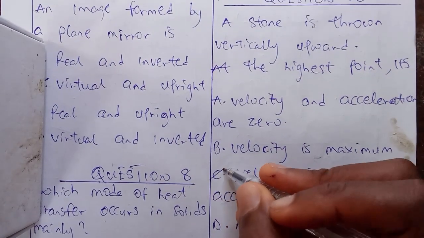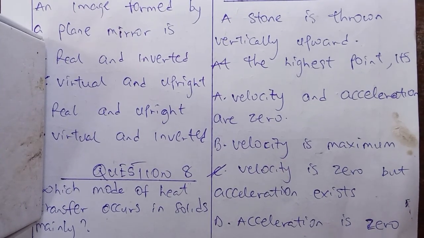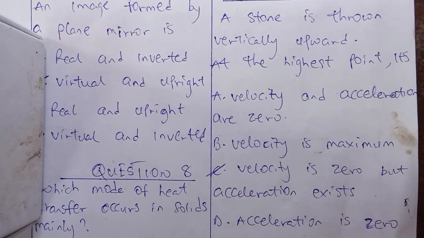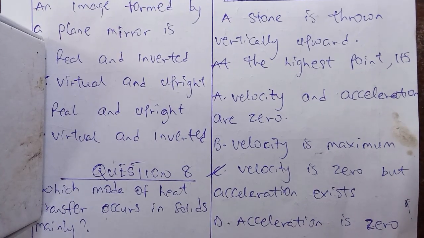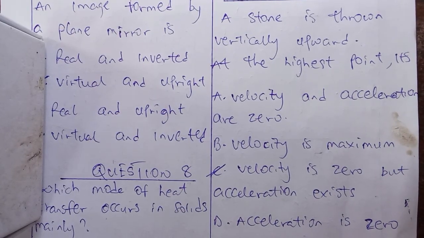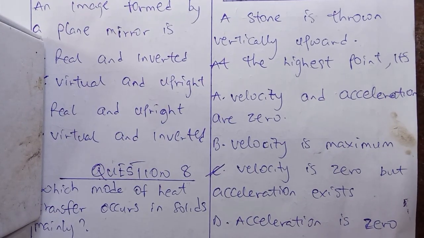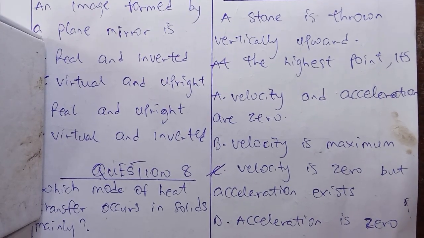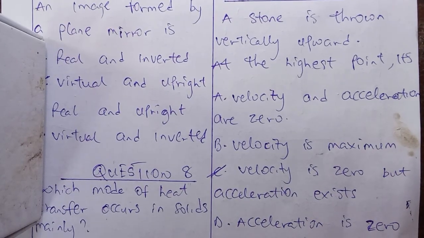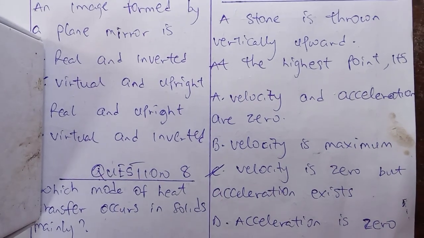The answer is option C, because if you throw a stone vertically upward, it goes up with an initial velocity, U. But once it reaches the maximum height, according to gravity, whatever goes up naturally comes down. So at the highest point, the velocity will be 0 because it is about to drop down, and the acceleration will exist because the acceleration is used in dropping downwards. So that is all for today's class.